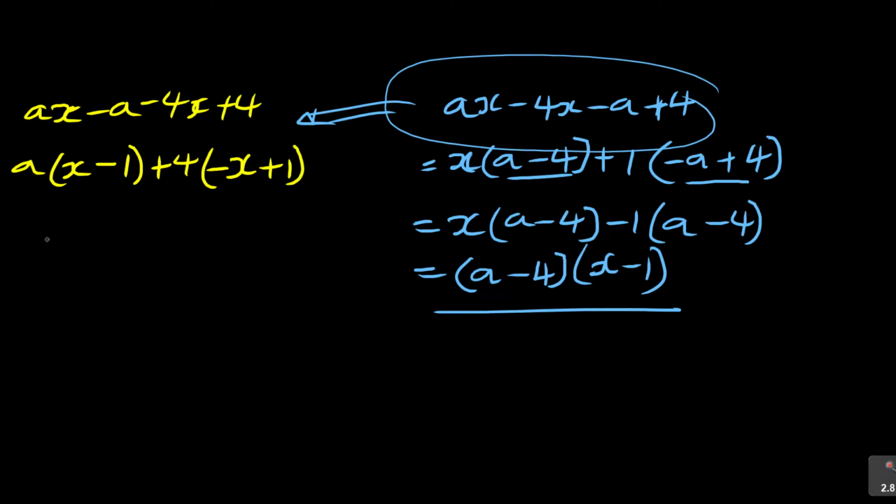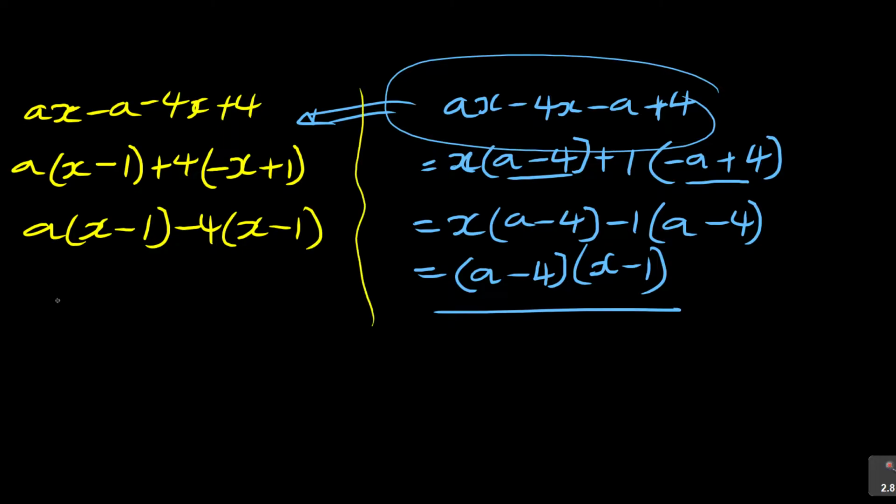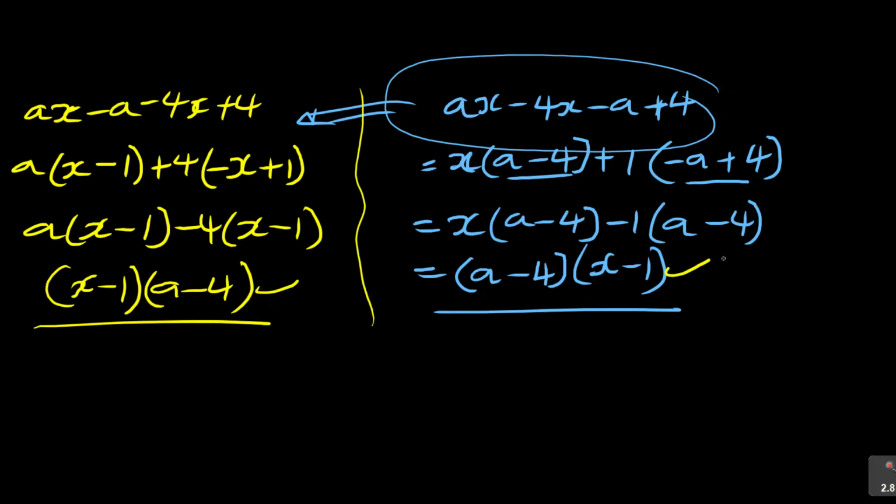Then you do the same thing here. A x minus 1, take out a negative, it's minus 4, and then it's x minus 1. See that? And then from here you have got x minus 1, and then what do you have? We have got a minus 4. There it is. It's the same. Does it make sense? Definitely yes, it does make sense.